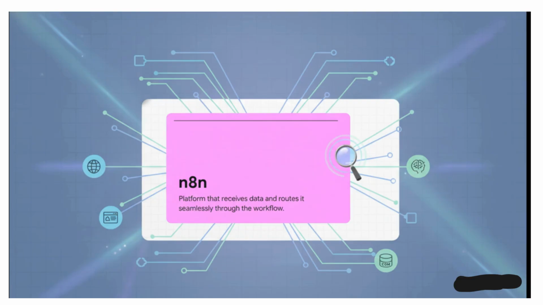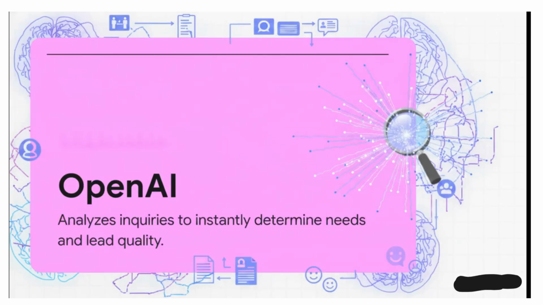Starting with n8n, you can kind of think of it as the central traffic cop of your entire digital operation. It's a super powerful automation platform that receives that initial ping when a form is submitted, and it routes that data seamlessly, literally connecting apps that normally don't even talk to each other. It bridges the gap between your website, your artificial intelligence, and your sales software, so information flows perfectly without ever hitting a dead end. And then, of course, we have OpenAI.